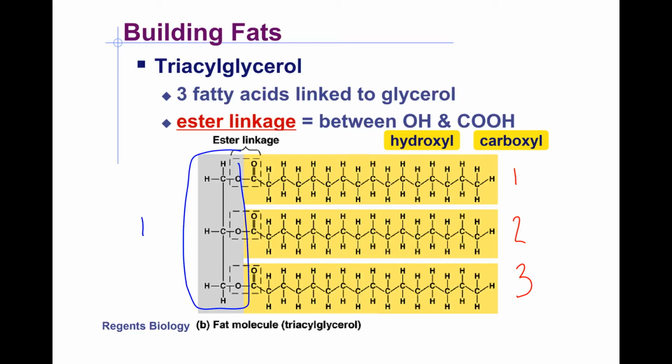Now, the kind of bond that holds these together is called an ester linkage. Ester linkages happen between the carboxyl group on your fatty acid tail and the hydroxyl group on your glycerol. So this area that I have etched out in a box, here and here and here, that's where the joining is going to take place. That's where dehydration synthesis is going to take place. And that's where the ester bond or ester linkage is going to hold the fatty acid to the glycerol head.